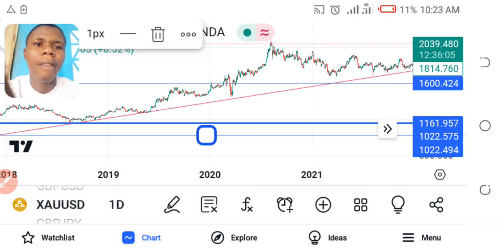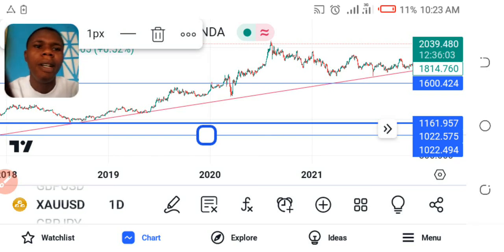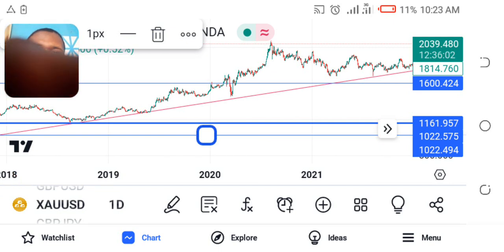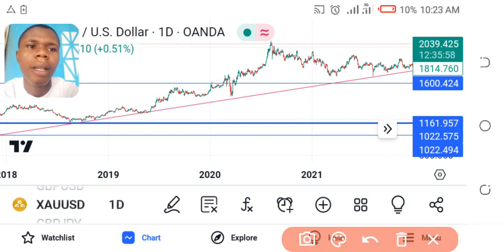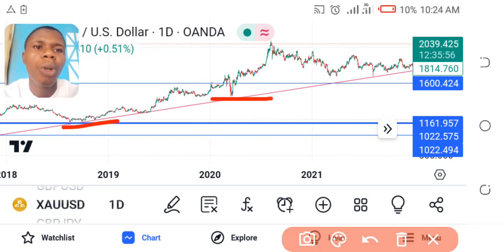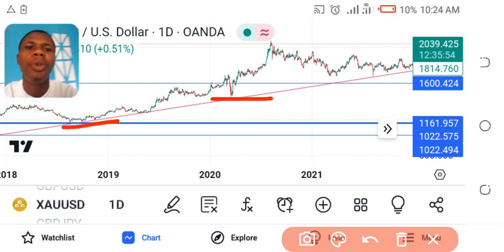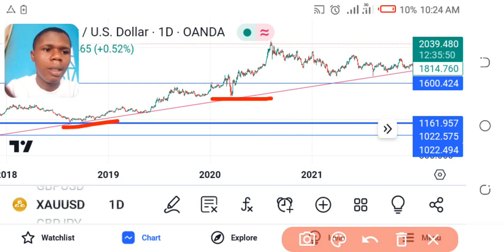Okay, area of value here. Here, the same thing we saw in the higher time frame. So what we're going to be doing now is go down to the lower time frame, which is the 4 hours. Okay, like I said, the MERE formula.